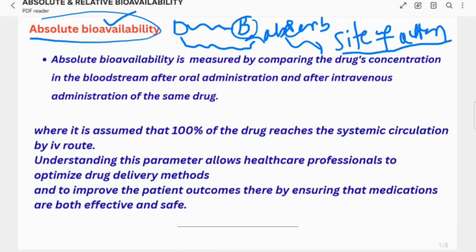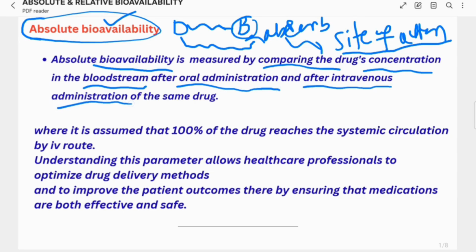Absolute bioavailability is one type of bioavailability. Here we measure the same thing, bioavailability, but by comparing the drug's concentration present in the blood stream after the oral route of administration and after the intravenous route of administration of the same drug. So simple.